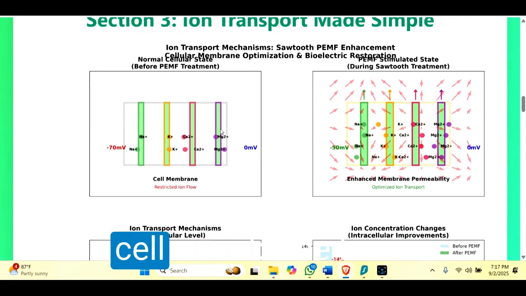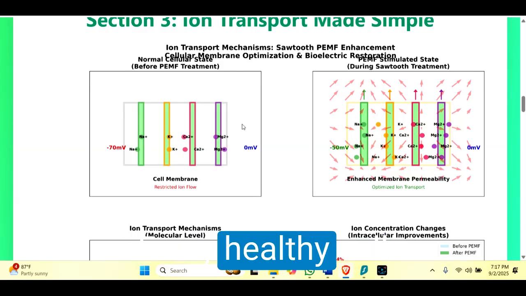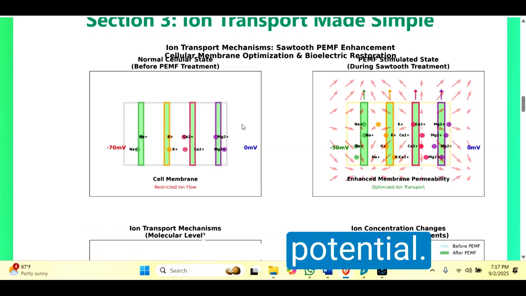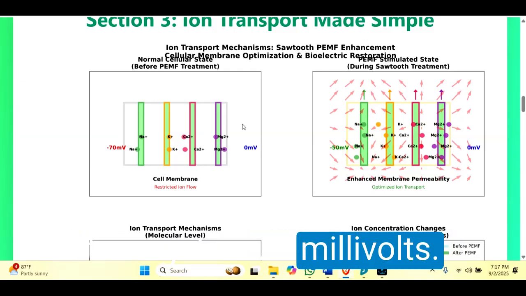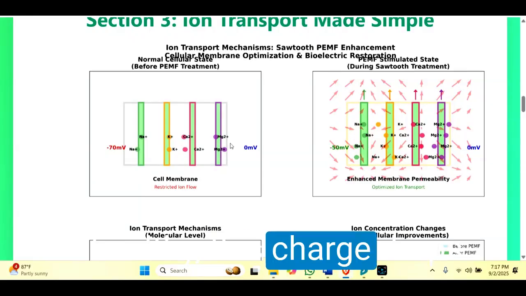So take a look at the cell membrane here. So this is where it gets interesting. Every healthy cell maintains what's called a membrane potential, basically. It's like a cellular battery charge. In healthy cells, this should be between -50 to -70 millivolts. But when cells become unhealthy, this charge drops.